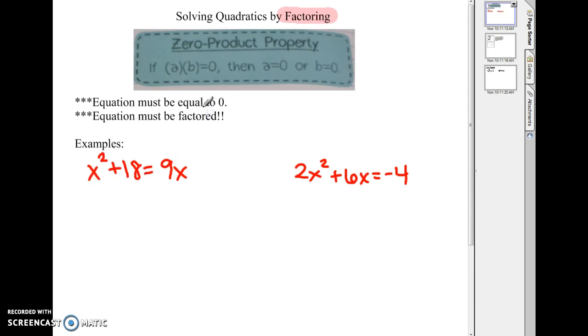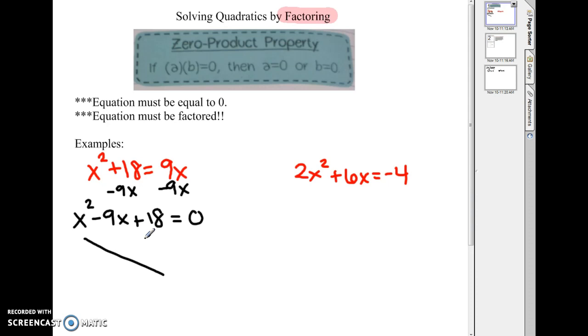Right now I see that it is not equal to 0. So I need to make it equal to 0. So I'm going to subtract the 9x over. When I subtract this 9x over, I need to make sure to put it in the correct order. So it'll be x squared minus 9x plus 18 now equals 0. I also need to make sure it's factored, which right now it is not factored.